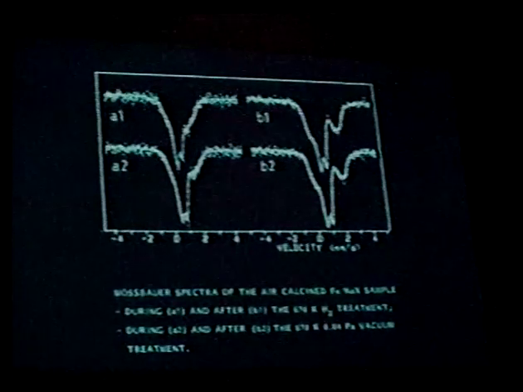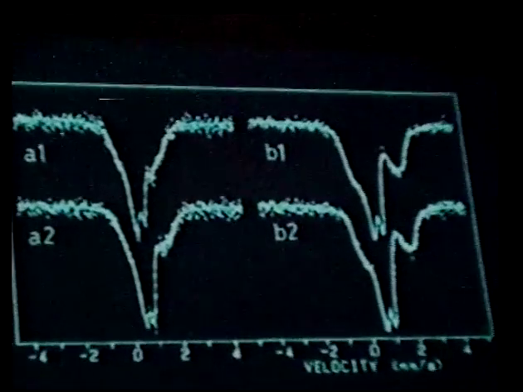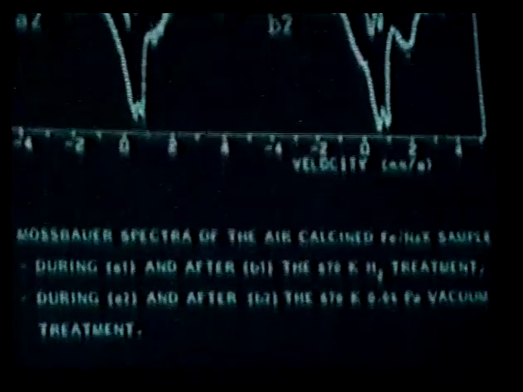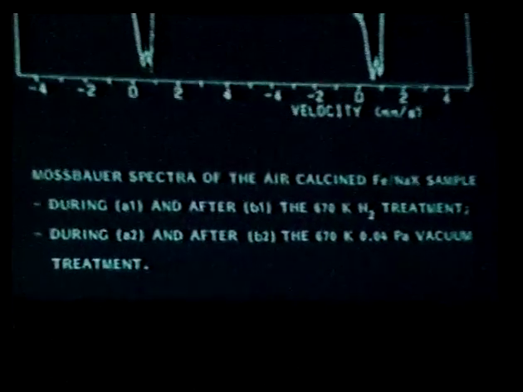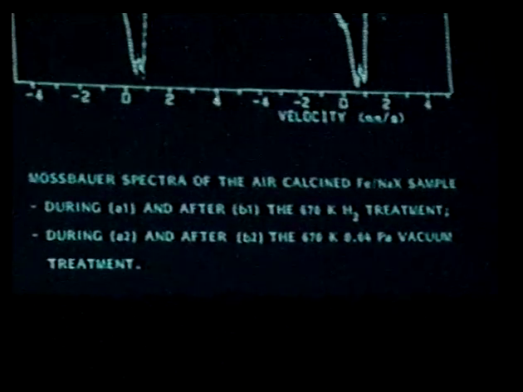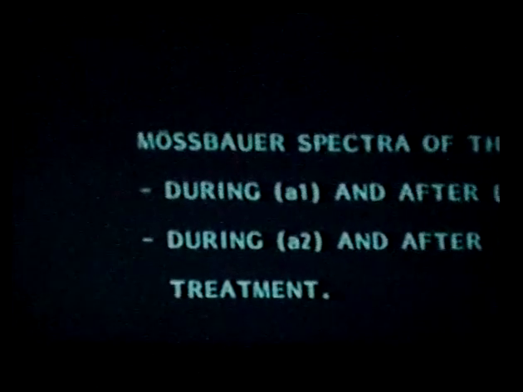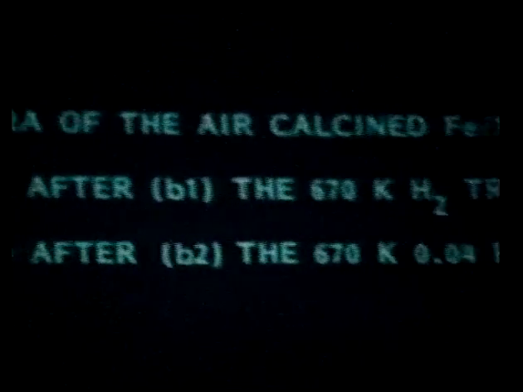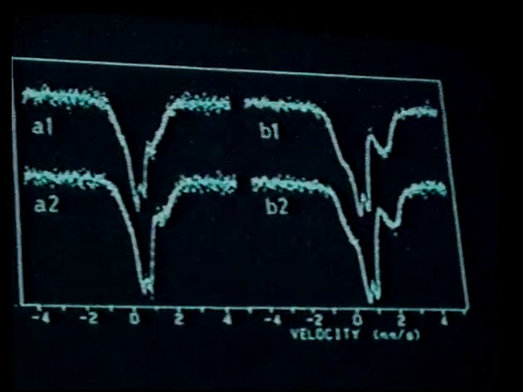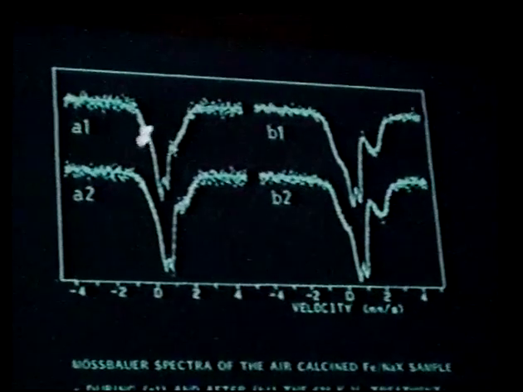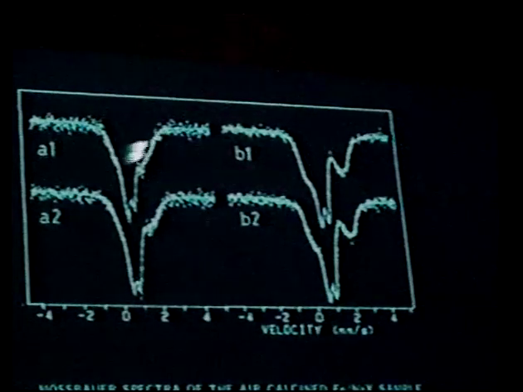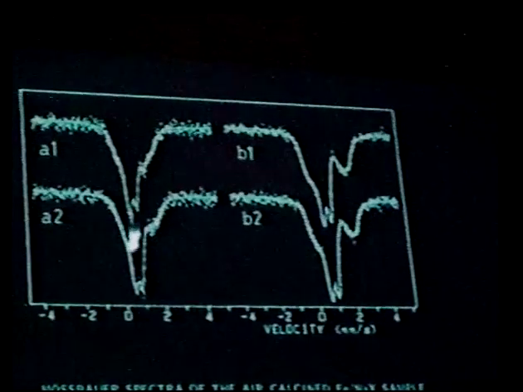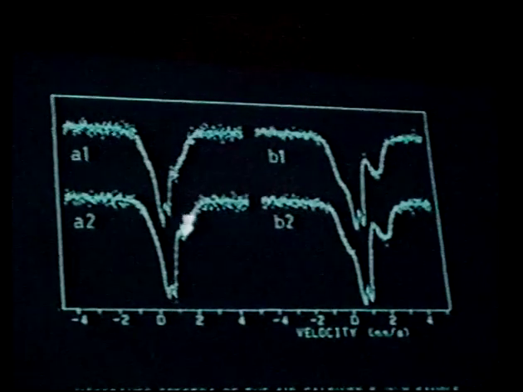Now, the first thing we could do to stabilize small particles was to put iron into the zeolite matrix. By using a sodium X zeolite framework, we could identify different species in the zeolite matrix. We found a small particle component like here, after reduction in hydrogen at 400 degrees C, and a large particle component here. After vacuum, of course, there are some changes, but the components are still there.